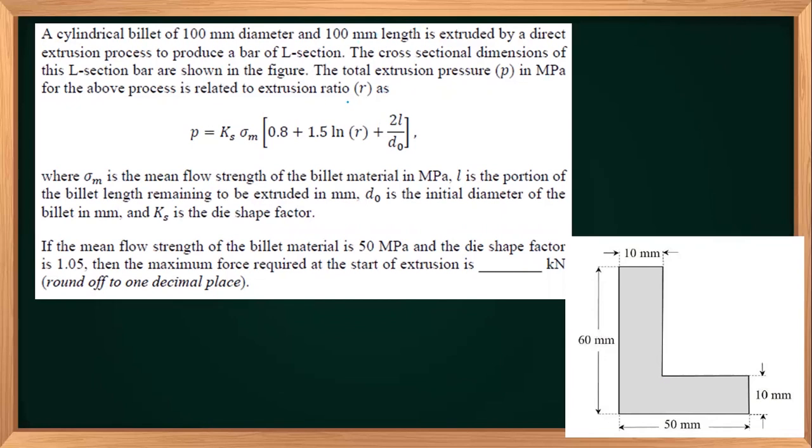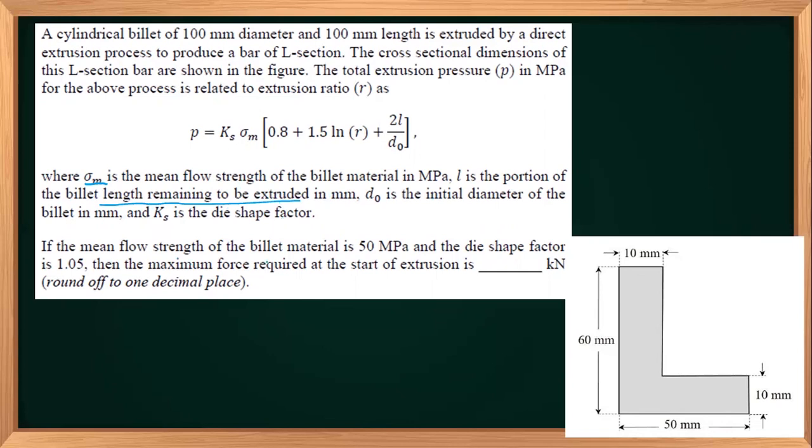The total pressure P in MPa is related to the extrusion ratio R as P = Ks · σm · (0.8 + 1.5 ln R + 2L/D0). So they have given the relation in MPa. Where σm is the mean flow stress of the billet in MPa, and L is the portion of the billet length remaining to be extruded, whatever length is remaining to be extruded. D0 is the initial diameter of the billet. Ks is the die shape factor.